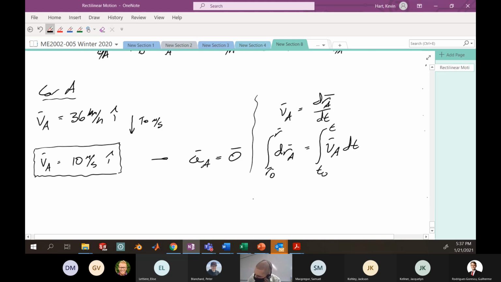All right. So this would be the position minus your initial position equal to the integral of the velocity of A in vector form. Here's my velocity of A in vector form, integrating this with respect to t. Assuming that time 0 is equal to 0, which I guess is probably a safe assumption, then we're just going to have 10 t i hat meters, where t is in seconds.